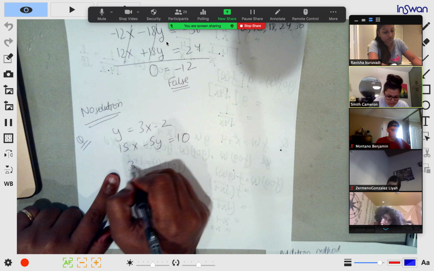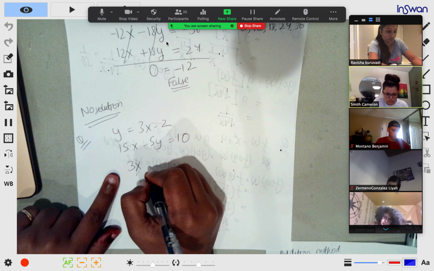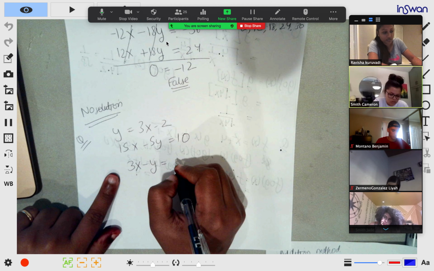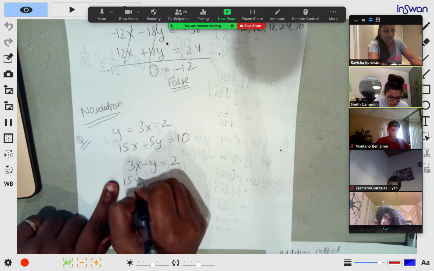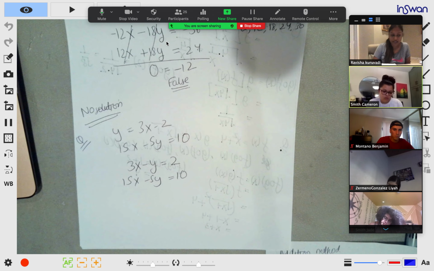3x minus y equals 2. Correct. And then you had 15x minus 5y is equal to 10. Okay. Which variable are you eliminating? X or y?